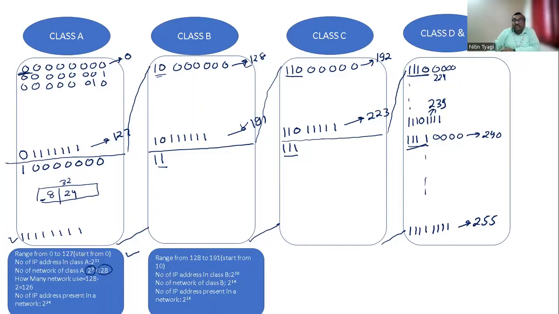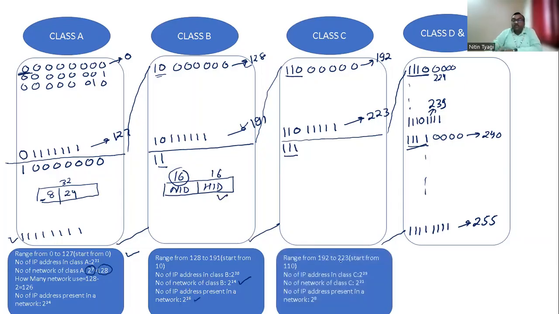Number of networks of class B. This is the network ID and this is the host ID. So this is 16 bits, and this is 16 bits. Out of the network's 16 bits, 2 bits are reserved. So the number of networks of class B is 2 to the power 14. And the number of hosts present in a network is 2 to the power 16, the remaining bits.